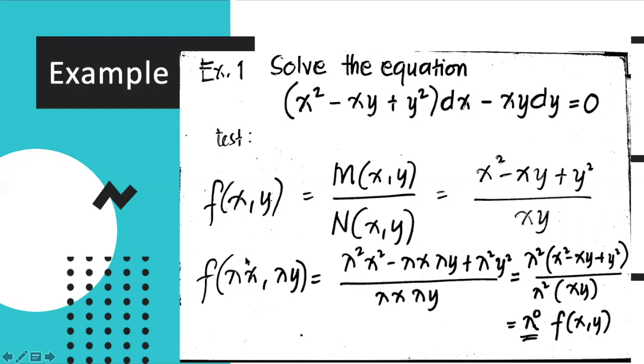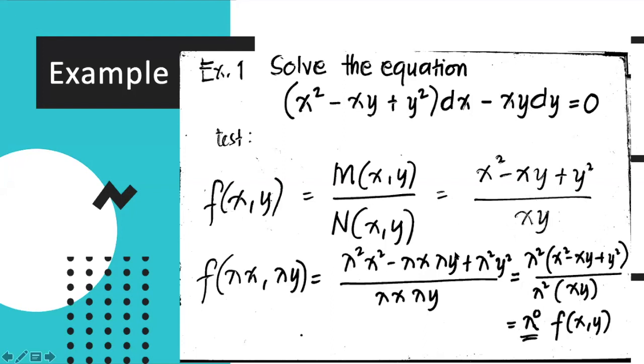We replace x by lambda x and y by lambda y. So all the variables you see there, replace them here. Let's quickly review so you can refresh. x squared will be lambda squared x squared, xy will be lambda x times lambda y, squared, lambda squared y squared, all over, x will be lambda x, y will be lambda y.